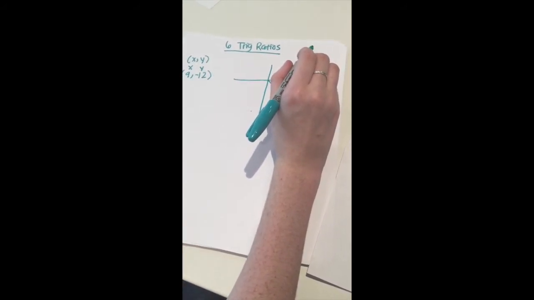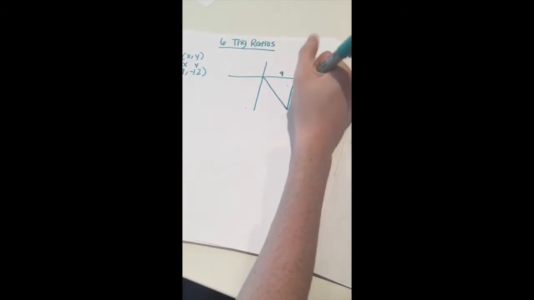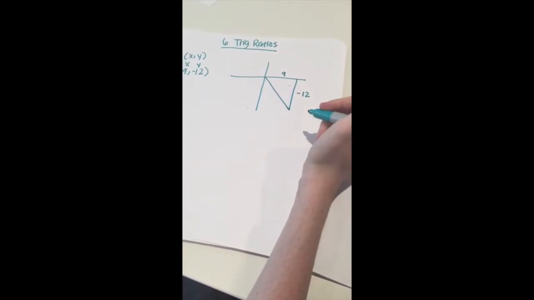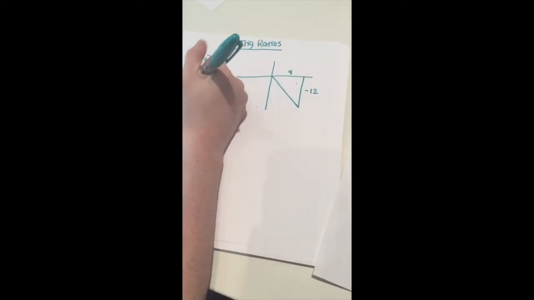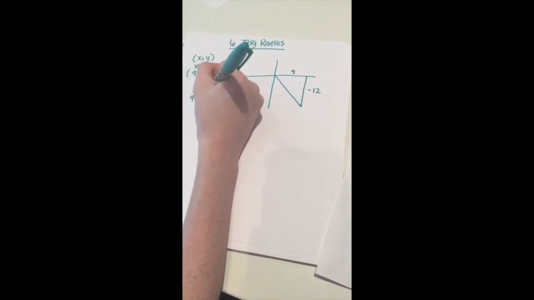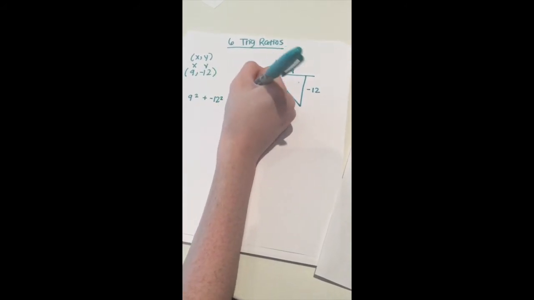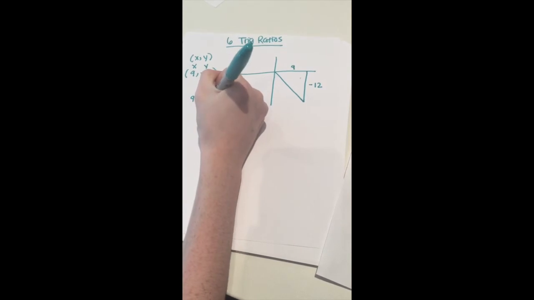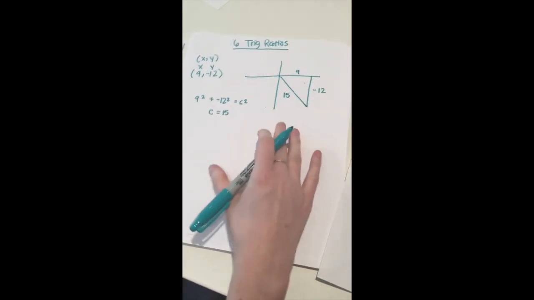Then you're going to plug in your numbers. Now you need the value of your hypotenuse, so you simply do the Pythagorean theorem. 9 squared plus -12 squared equals c squared. And then if you do that math, c equals 15. So you plug in 15 here.